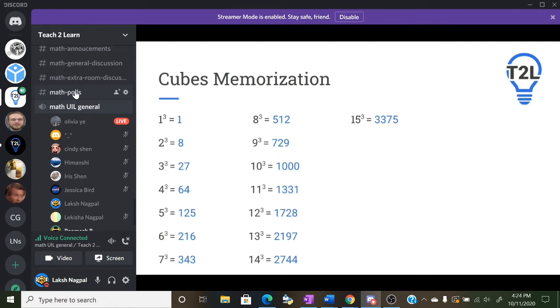cube memorization. So again, it's really recommended that you memorize cubes. But if you know your squares, you basically multiply. Let's just say you have 12 cubed. So you have 12 squared, and then you multiply that by 12, which isn't that hard. But again, it's faster to have it memorized.